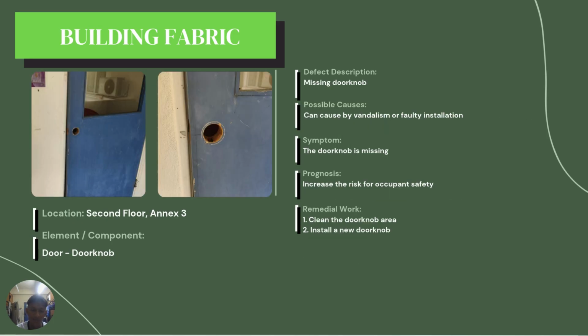So the second defect for building fabric is missing doorknob. This defect I found at second floor annex 3, element door and component doorknob. The possible causes for this defect can be vandalism or faulty installation. The symptom is the doorknob is missing. Prognosis: increased risk for occupant safety, and the remedial work for this defect is clean the doorknob area and then install a new doorknob.